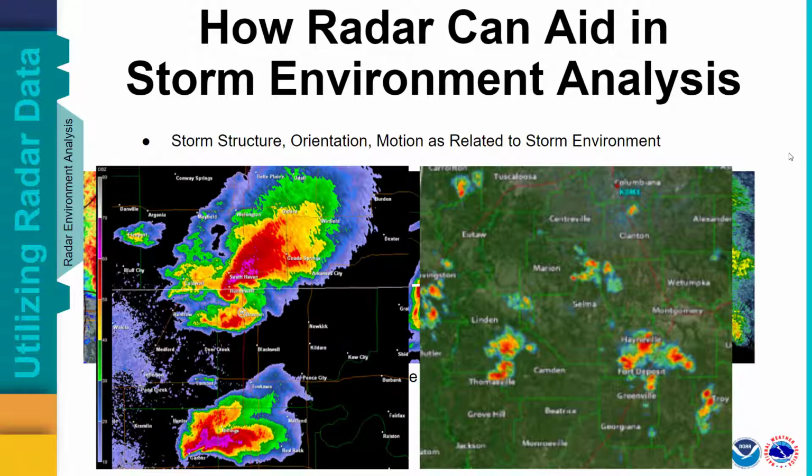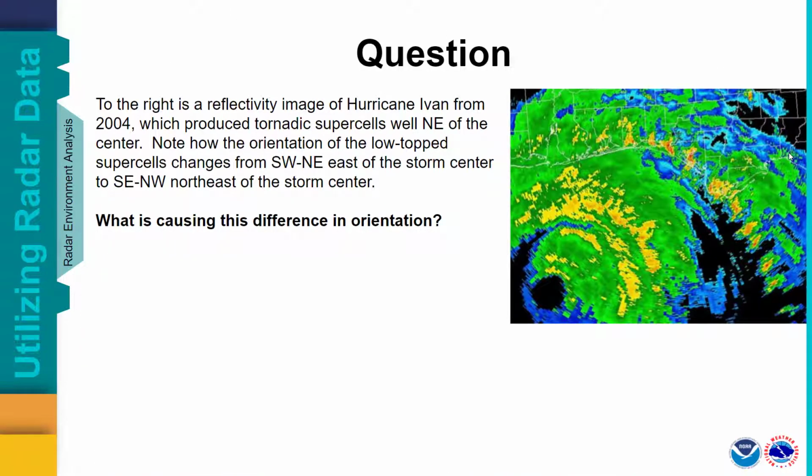It's interesting how radar can provide a sense of local area hodograph shape and orientation. To the right is a reflectivity image of Hurricane Ivan from 2004, which produced tornadic supercells well northeast of the center. Note how the orientation of the low-top supercells changes from southwest to northeast, east of the storm center, to southeast to northwest, northeast of the storm center. What is causing this difference in orientation?